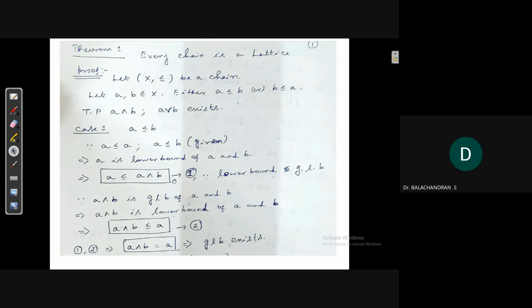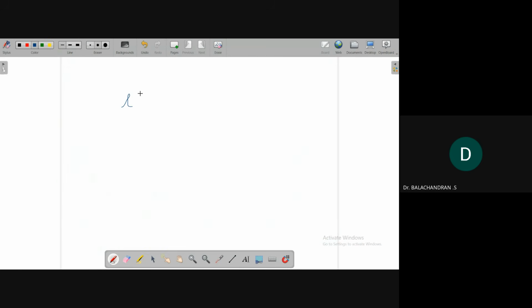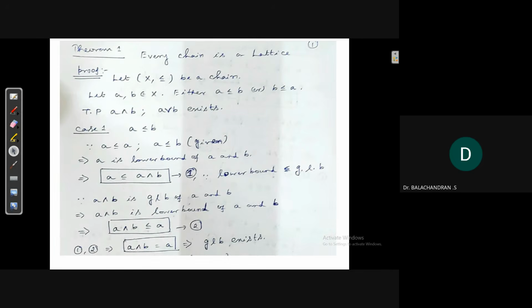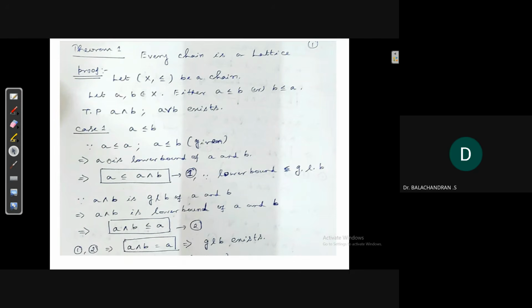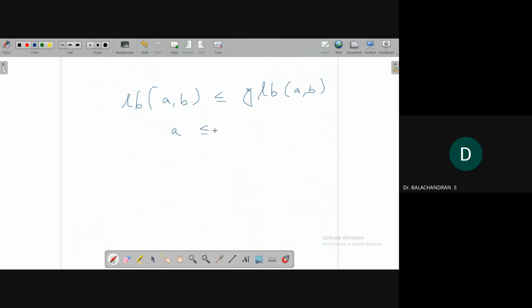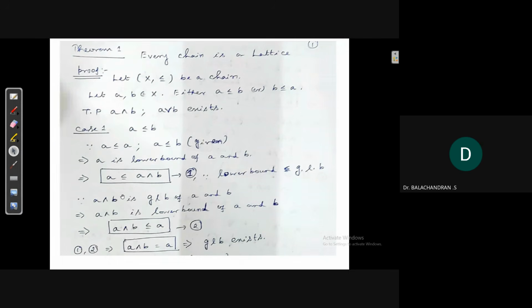Now this equation 1 is coming from: lower bound of A comma B is less than or equal to the greatest lower bound, GLB of A comma B. This is known because the greatest lower bound is the greatest among the lower bounds. So the lower bound of A and B is A. So A is less than or equal to the greatest lower bound of A comma B, which by notation is A and B. So A is less than or equal to A and B. So we got equation 1.